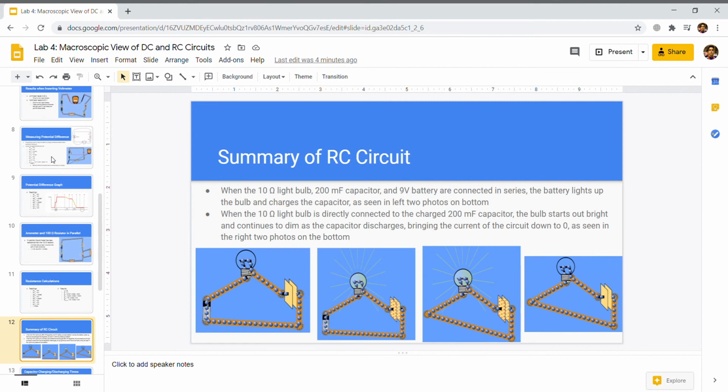Now, listed here is my summary of the RC circuits. In the left two photos, you'll see that when the 10 ohm light bulb, 200 mF capacitor, and 9 volt battery are connected in series, the battery lights up the bulb and charges the capacitor. And then in the right two photos, when the 10 ohm light bulb is directly connected to the charged 200 mF capacitor, the bulb starts out bright and then continues to dim as the capacitor discharges, bringing the current of the circuit down to 0, as seen in the right two photos on the bottom.